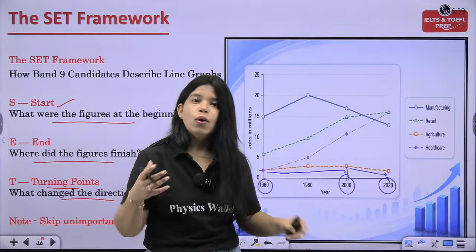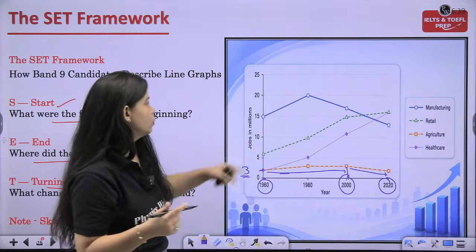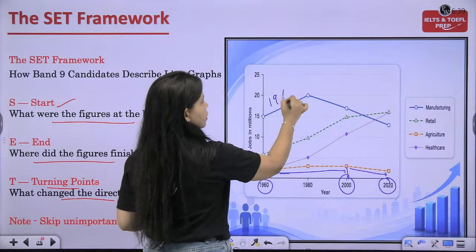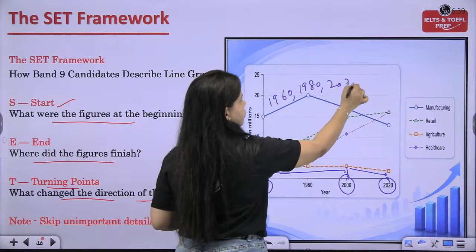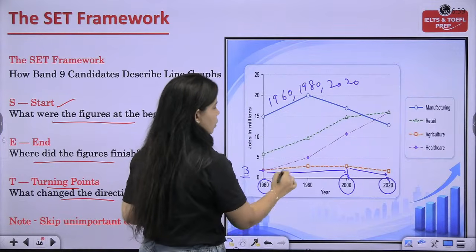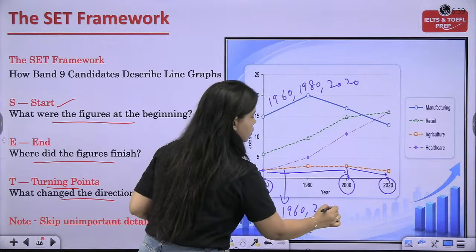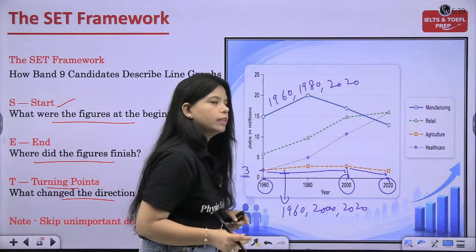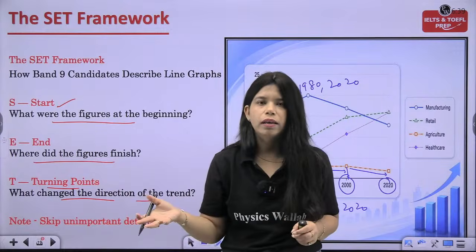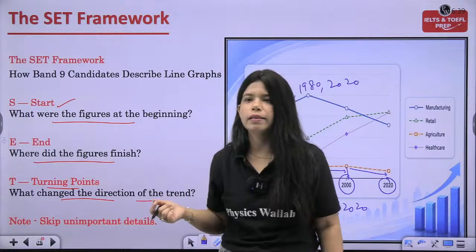So you see, for different lines, you are taking different years. For manufacturing, you are taking 1960, 1980 and 2020. For agriculture, here you are taking 1960, 2000 and 2020. And on what basis you are deciding these years? Starting or ending point तो चाहिए ही चाहिए. उसके अलावा बीच में what can you take? The turning point, as simple as that.